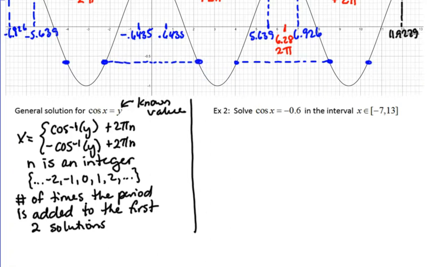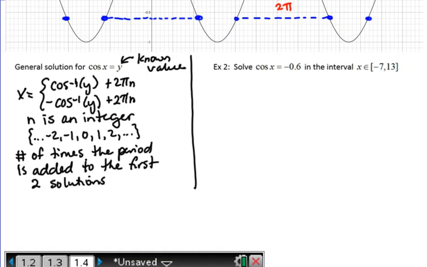So the first thing we're going to want to do is find inverse cosine of negative 0.6 and its opposite. So inverse cosine of negative 0.6 and negative inverse cosine of negative 0.6, and then we'll have plus 2 pi n.